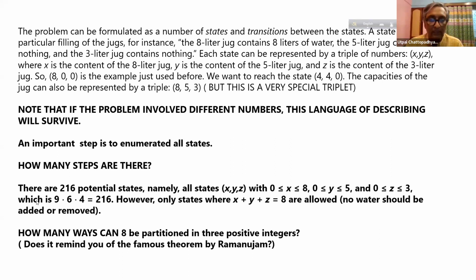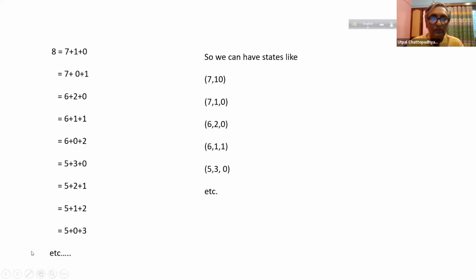So let's not be lazy, let's roll up our sleeves and do some calculation. For example, 8 can be 7 plus 1 plus 0. Or 7 plus 0 plus 1. 6 plus 2 plus 0. Why am I counting 0? Because the third jar can be empty. Similarly, 6 plus 0 plus 2. Right? So this is all partitioning of 8. You agree, right? Partitioning of 8.